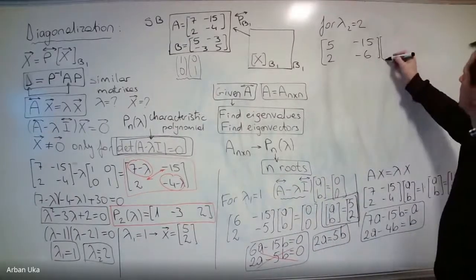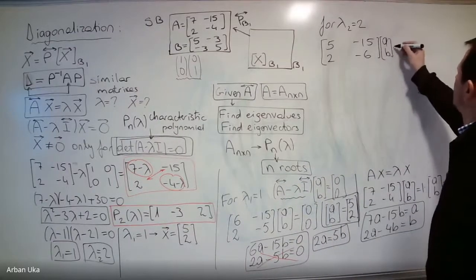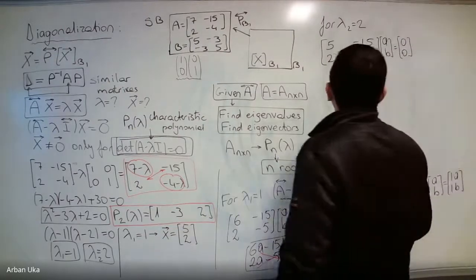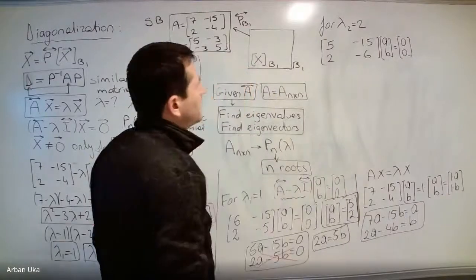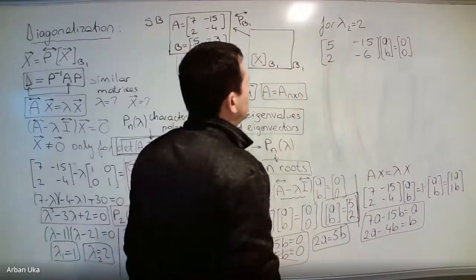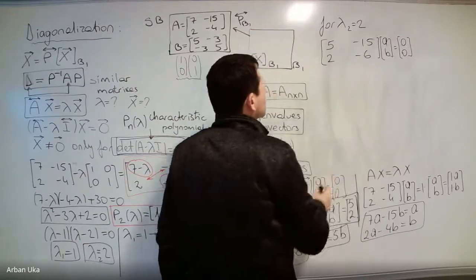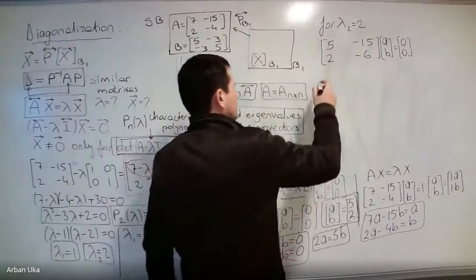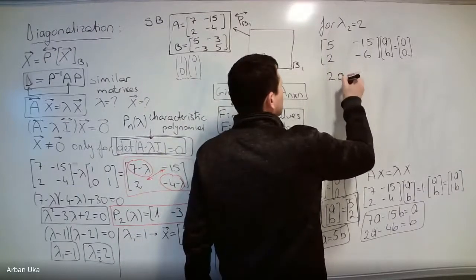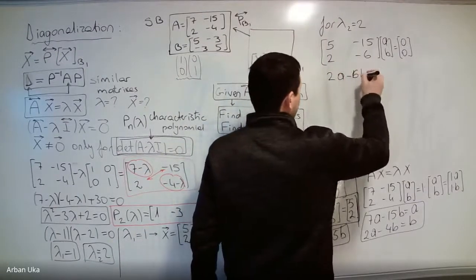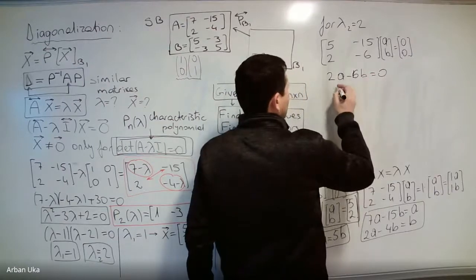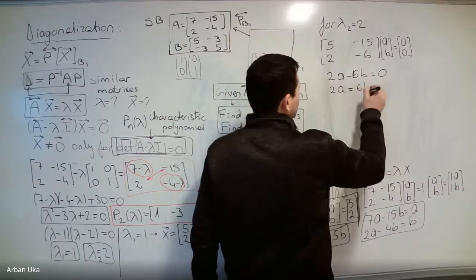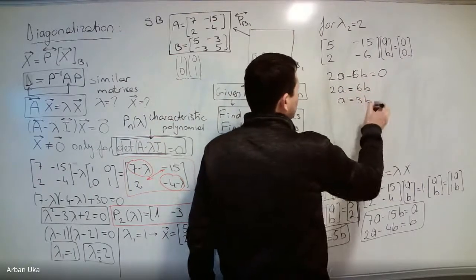So times AB, this has to be 0, 0. For this expression, we again get the similar. Is this correct? I think this is true. If we multiply by 5 over 2, yes. So the only equation we get here is 2a minus 6b, this is 0. Okay, yeah, so we get 2a equal to 6b, a is equal to 3b.